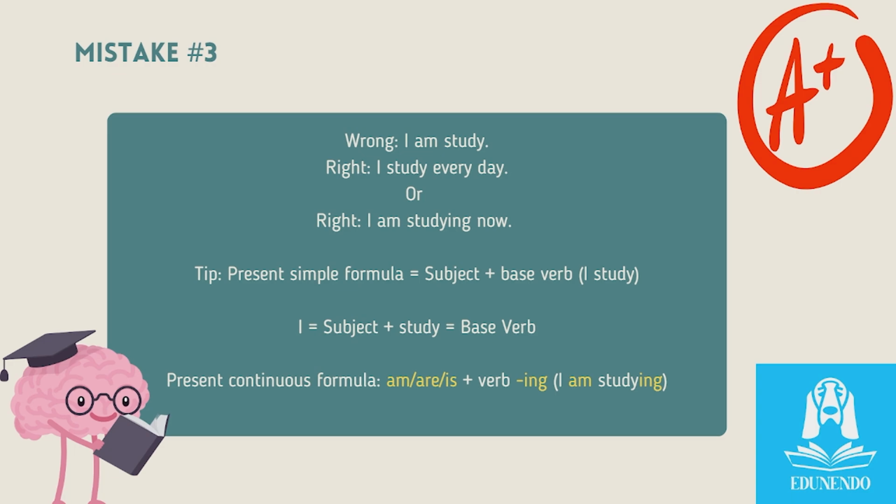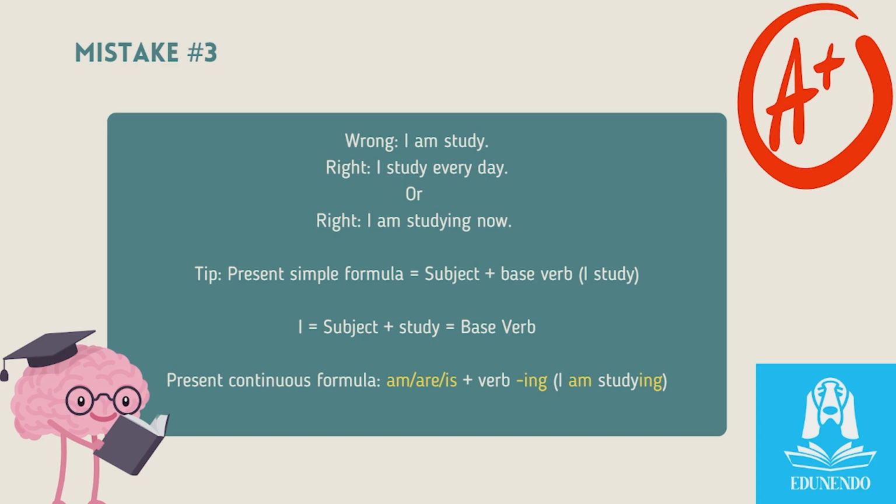Mistake number 3. I am study. Okay. Now, there's 2 ways you could say this because it depends on what you're trying to say. Now, you can say I study every day or I'm studying now. And good job because you are studying now. The present simple formula is the subject plus base verb. For example, I study. I is your subject and then study is your base verb.